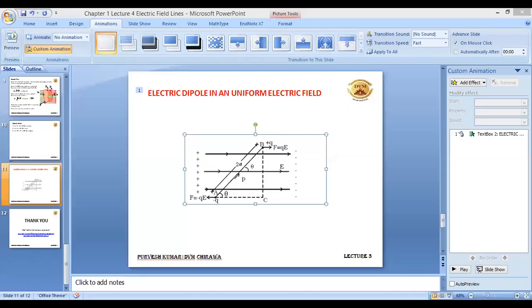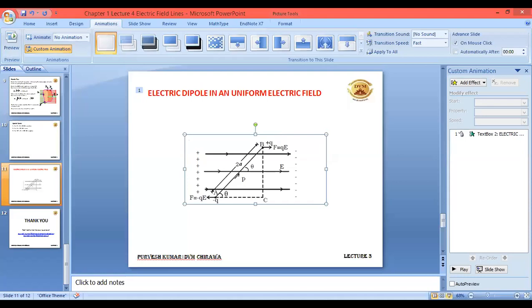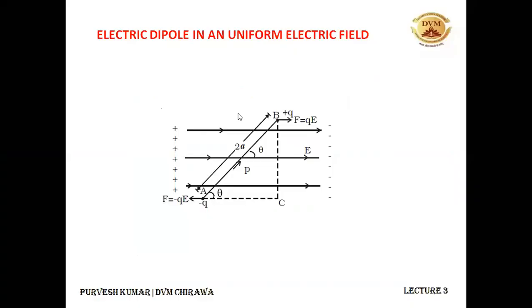Okay, I'm giving you one diagram to draw. I'm sharing the screen. Please draw this diagram in your copy, and then we will be doing this derivation, that what will happen when we place an electric dipole in a uniform electric field.